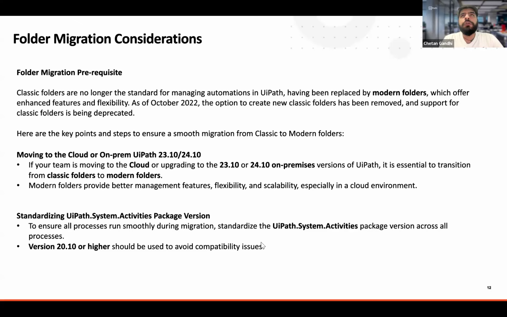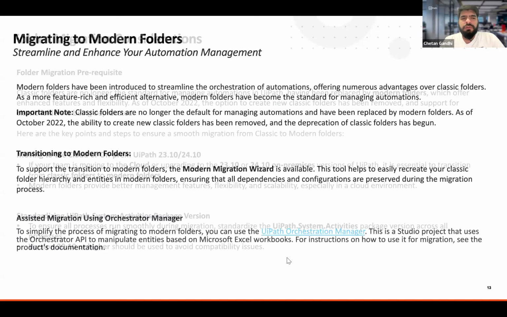First, you need to have a System.Activities version of each and every process greater than 20.10. That is a generic prerequisite that we set for all the processes because in this latest version, in the modern folder, we are changing the mechanism regarding the HTTP requests that the Studio activity makes to the Orchestrator. So that mechanism is getting changed. That's why we recommend moving to a minimum System.Activities version of 20.10. Other than that, the structure will change, but it will not impact most of your processes. The automations will remain the same as how they are running in the classic folder. It's just changing how those folders are managed.